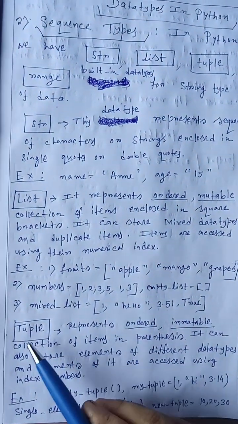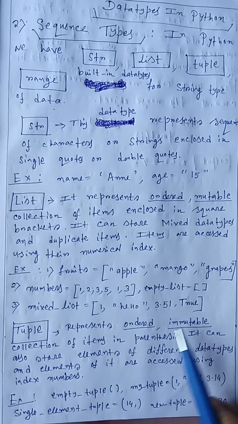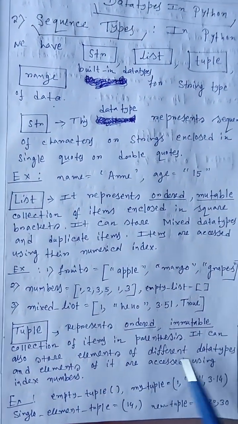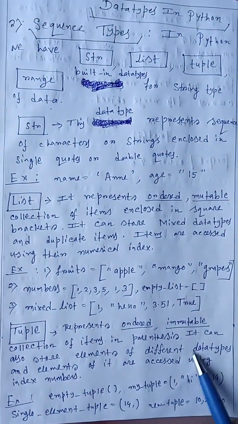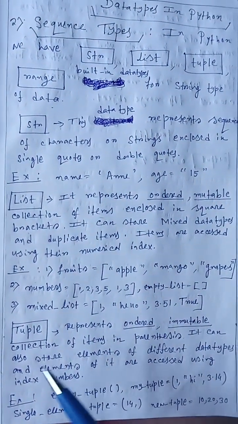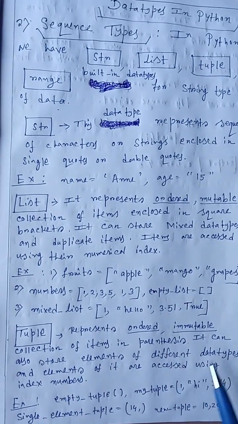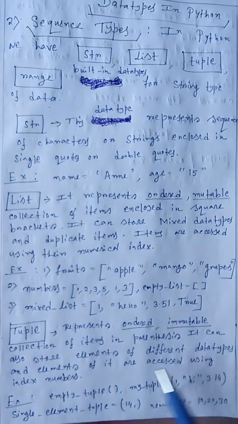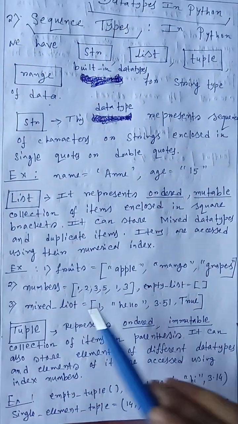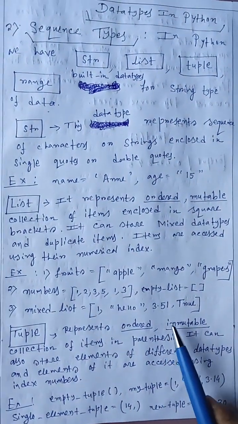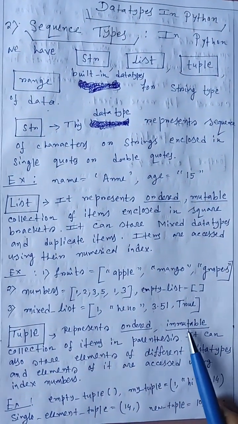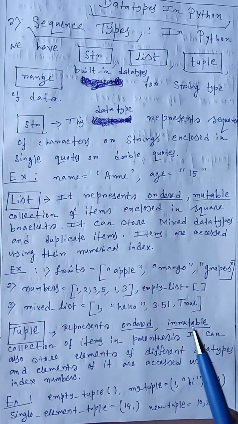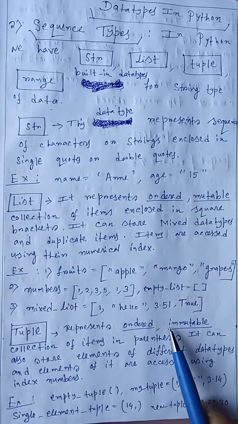Now, tuple. Tuple represents an ordered immutable collection of items in parentheses. It can also store elements of different data types, and elements are accessed using index numbers. Just like list, tuple can store mixed types of data in a single tuple. Tuples are also ordered, but immutable, which means tuples cannot be changed. Once we have created our tuple, we cannot update, add or delete any item.